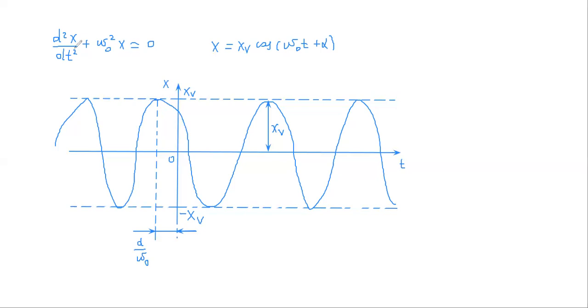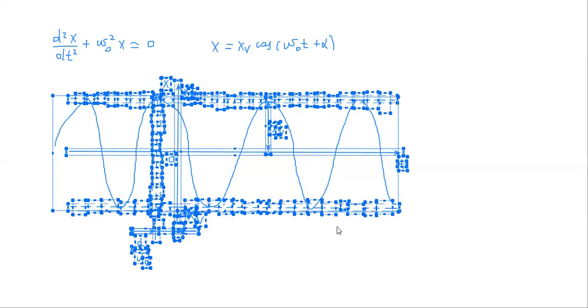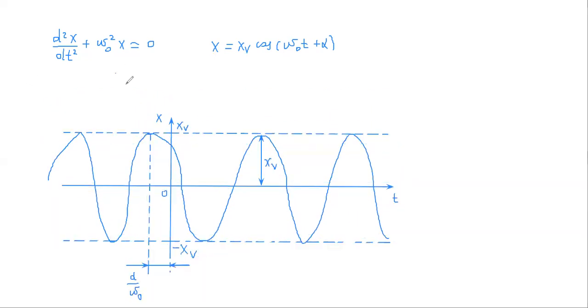So from here we have that xv is the amplitude, and alpha is the initial phase.